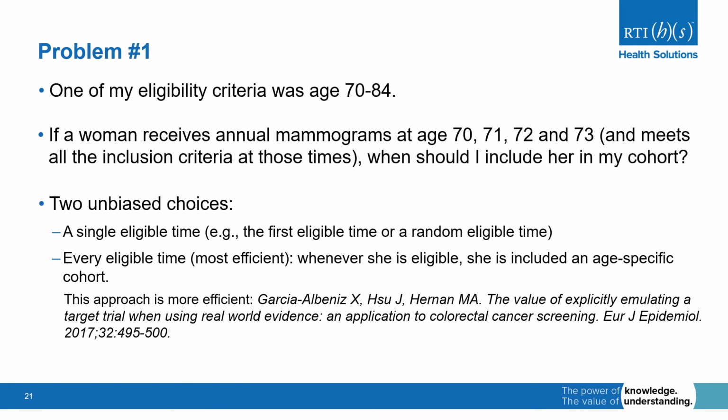Here we have 2 unbiased choices. We can use a single eligible time. We can let people contribute to our analysis only once. And that single eligible time can be the first time they are eligible, or just a random time. From all the times that woman is eligible, just pick one at random. Or, and this is more efficient, we can choose every eligible time. Whenever a woman is eligible, she will contribute to our study. This second approach is more efficient, and here I've pasted a reference where we show that that is actually more efficient.